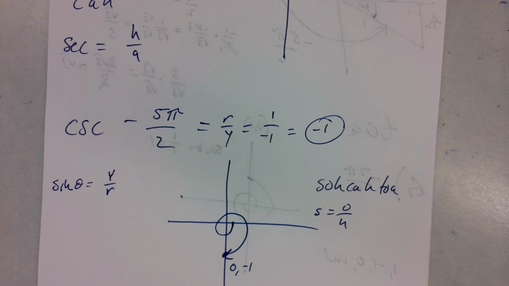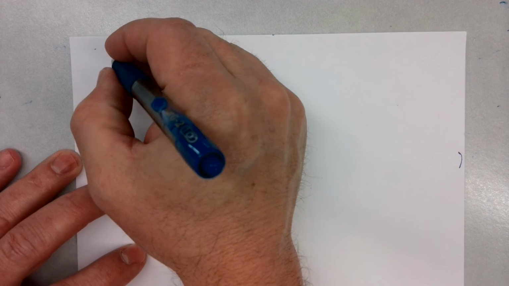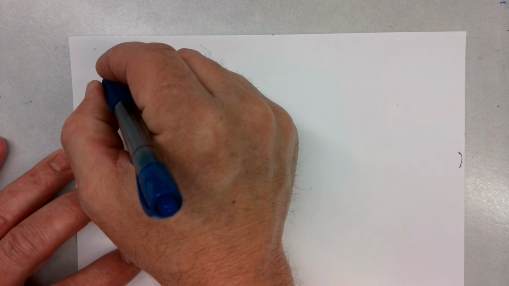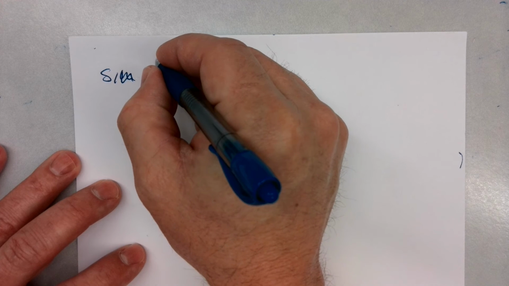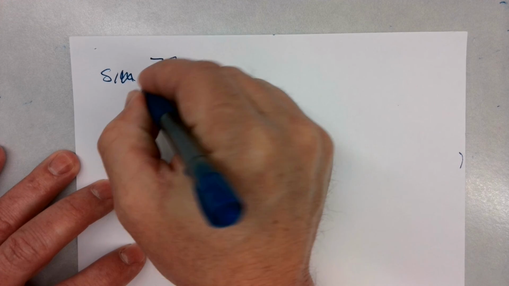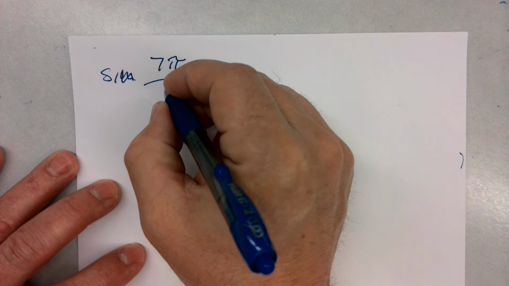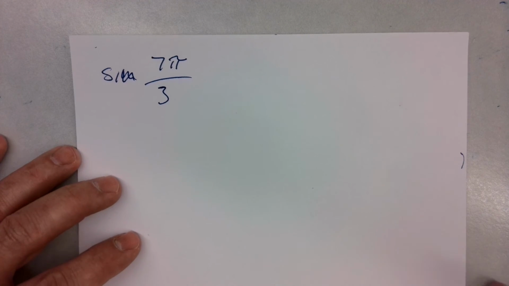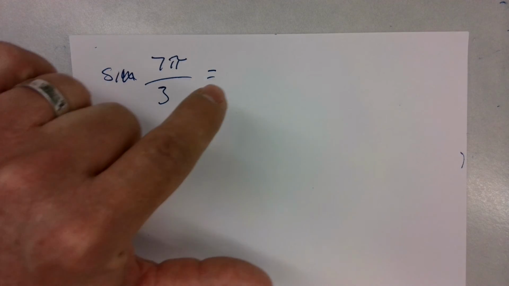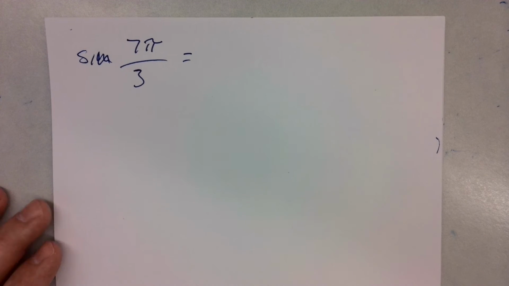You guys are needy. Alrighty, so we gotta finish this. Oh no, we finished that one. Alright, let's do one more. Let's do a couple raised hands. Let's do the sine of 7 pi thirds. I want the exact ratio for the sine of 7 pi thirds.